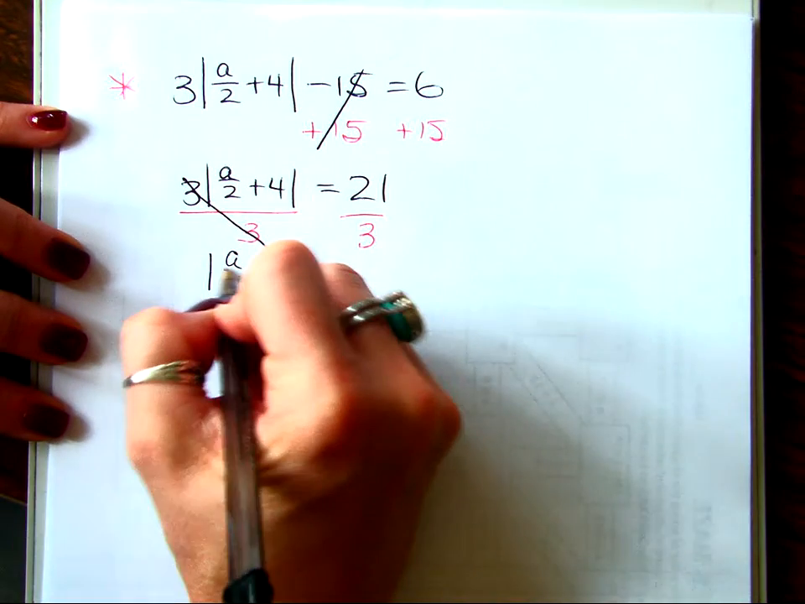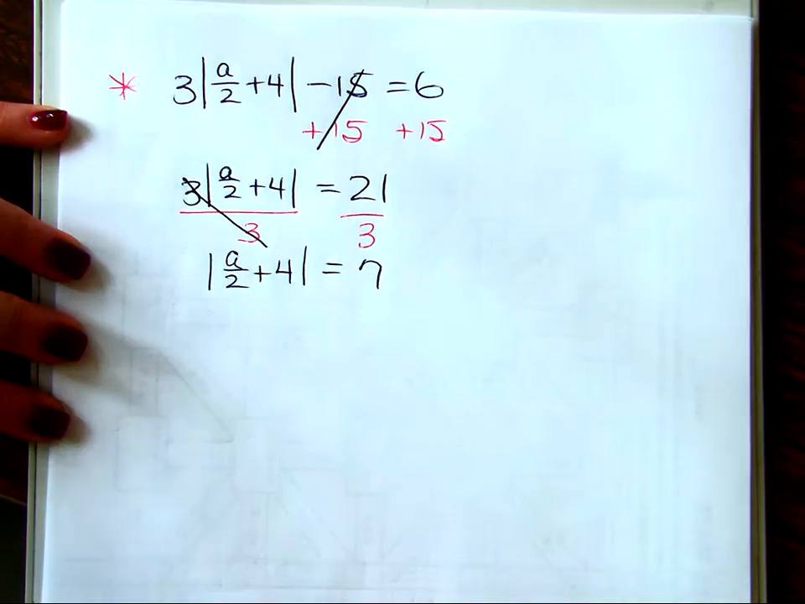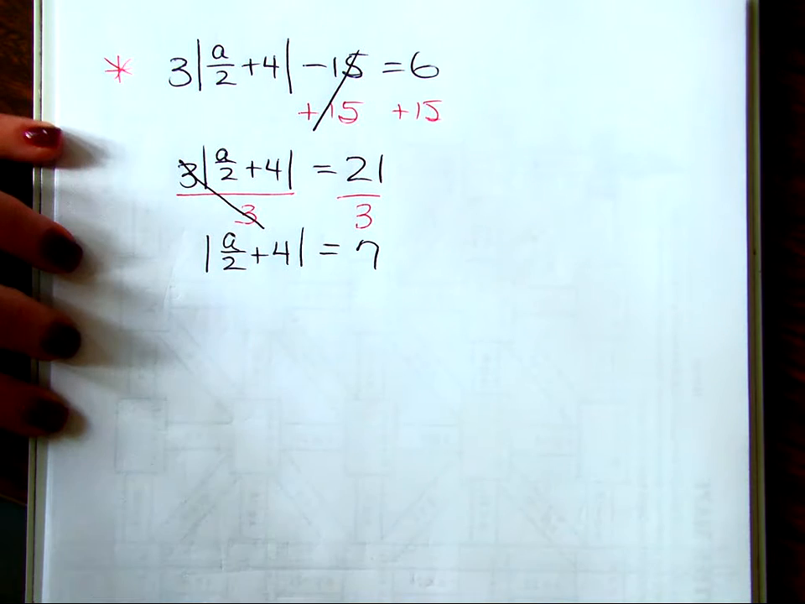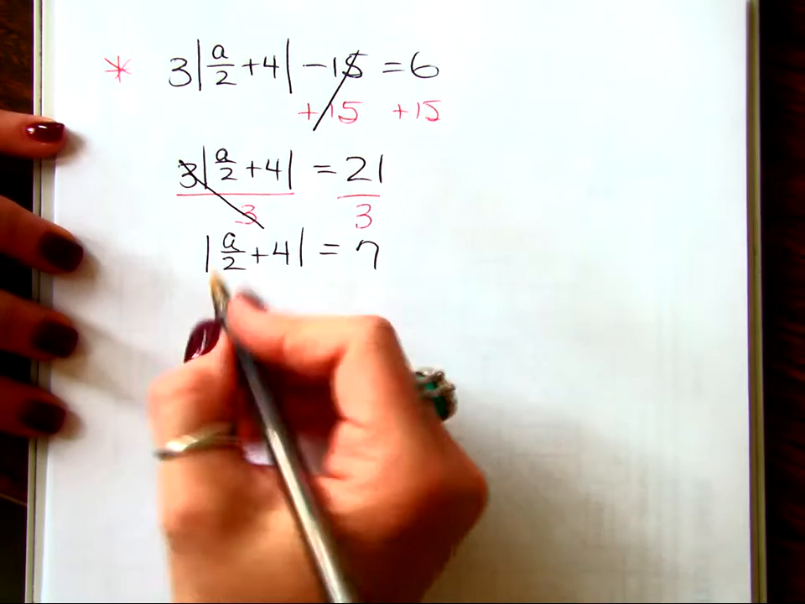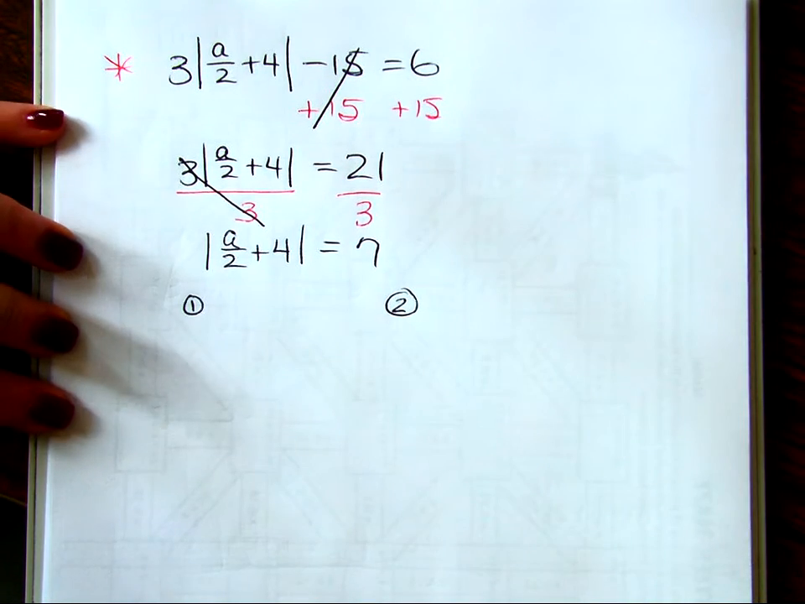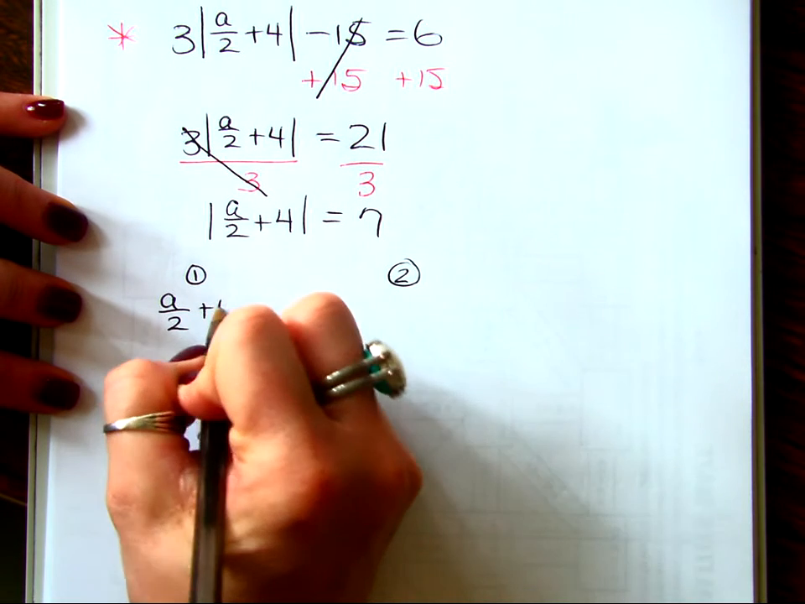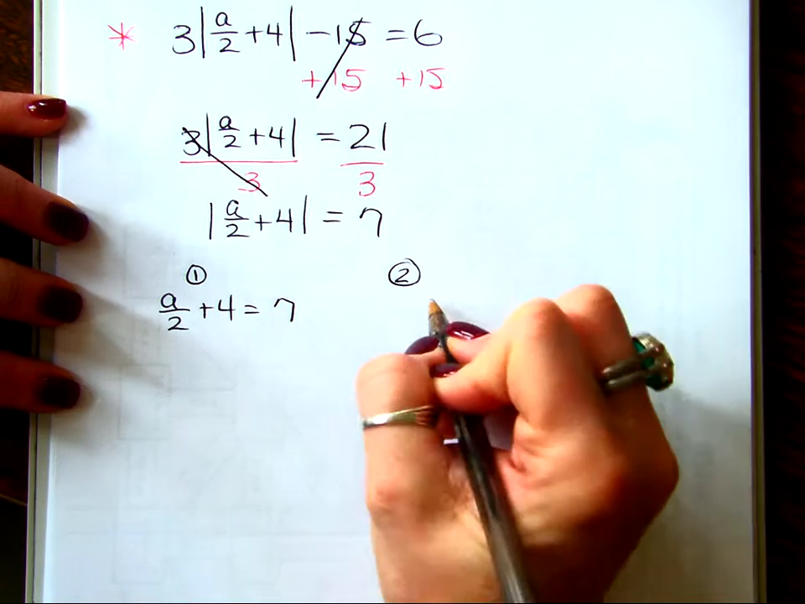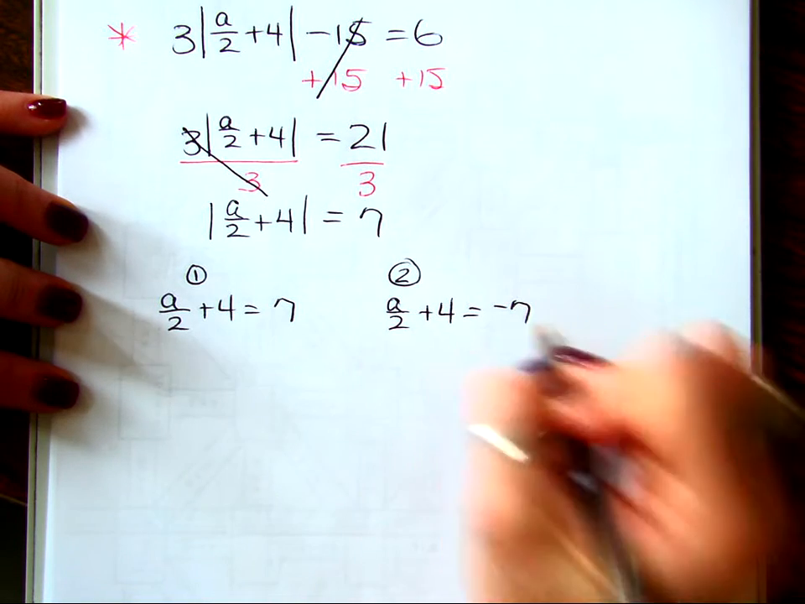And I can't do anything until everything is cleared out. So I cleaned a few things up. Sometimes you got to just clear one, sometimes you got to clear two, and now it's good to go. Following me? Okay? So now I can set this as a over 2 plus 4 could equal a positive 7, and a over 2 plus 4 could equal a negative 7.